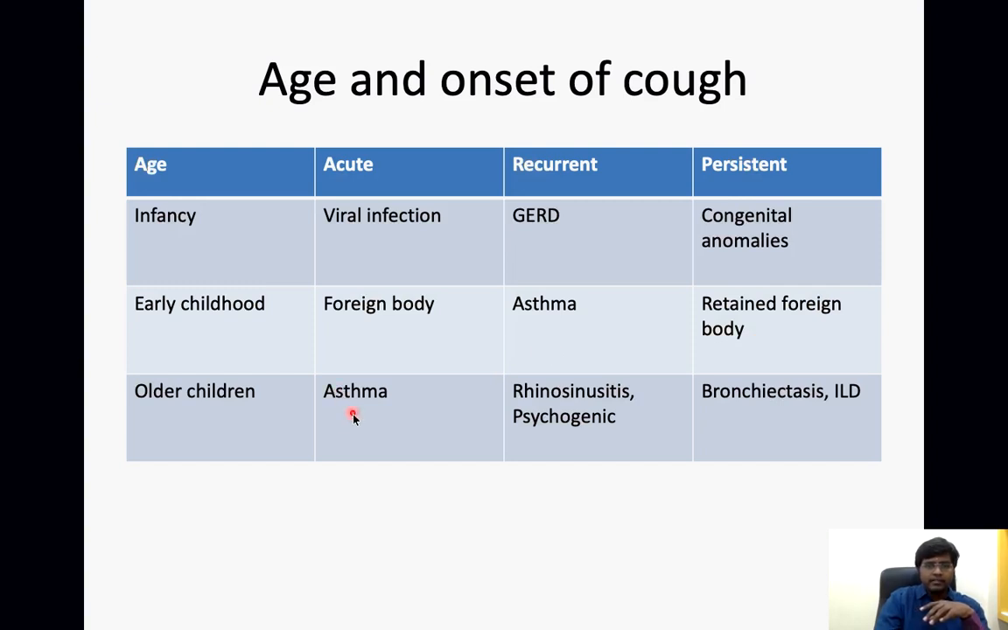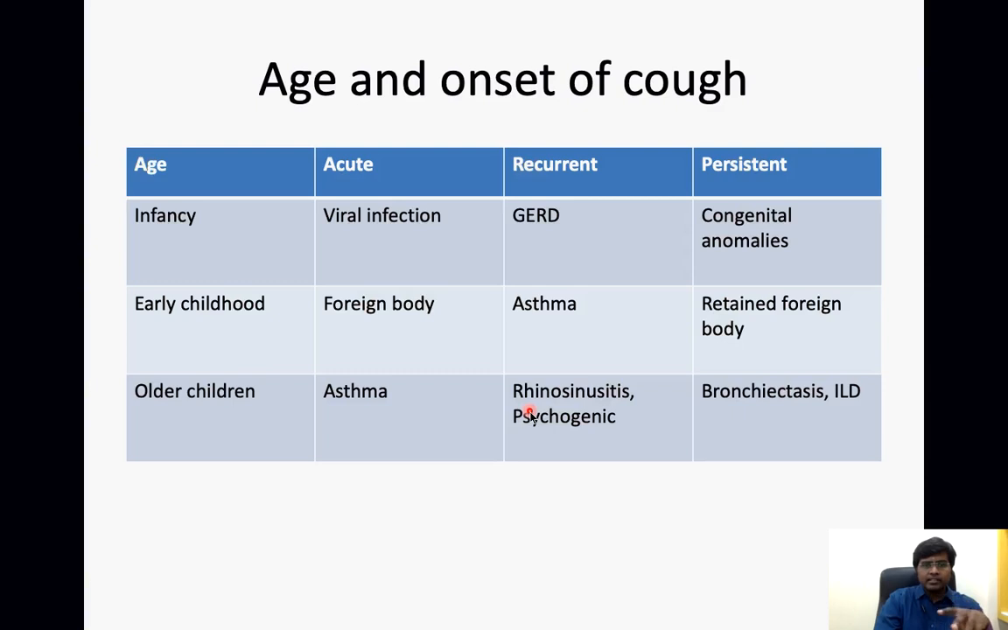And in an acute setting in an older child, you think of asthma. They might be having an exacerbation of asthma. They may present with a severe asthmatic exacerbation, life-threatening asthma, or near-fatal asthma, with very severe respiratory distress. So it is always asthma you have to rule out, because that is very common in our setup.